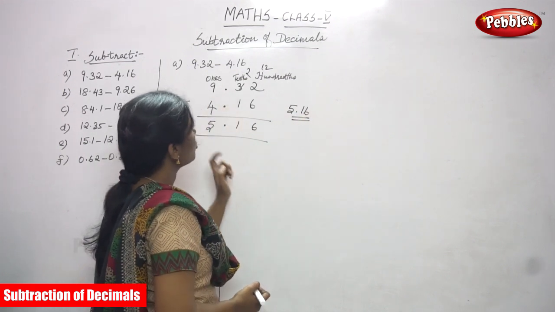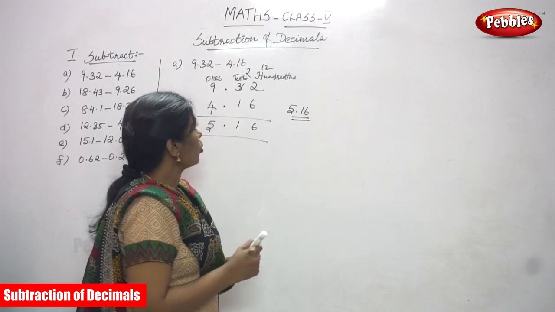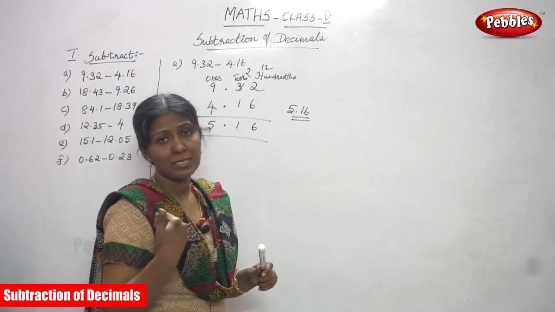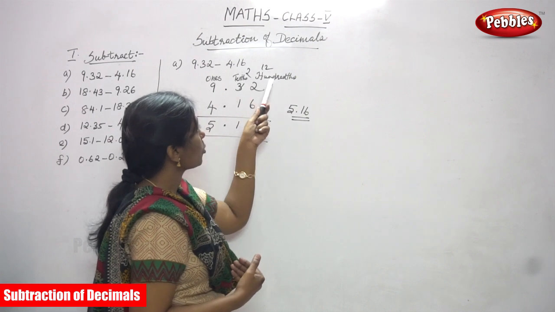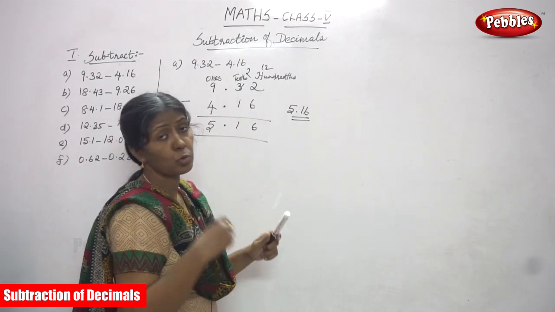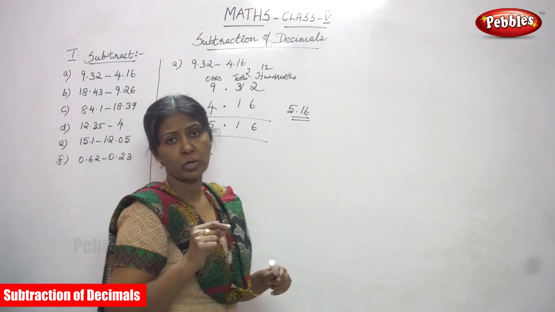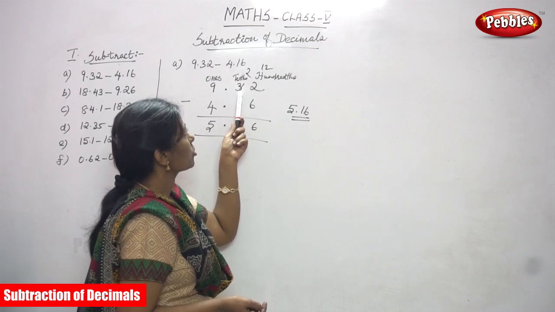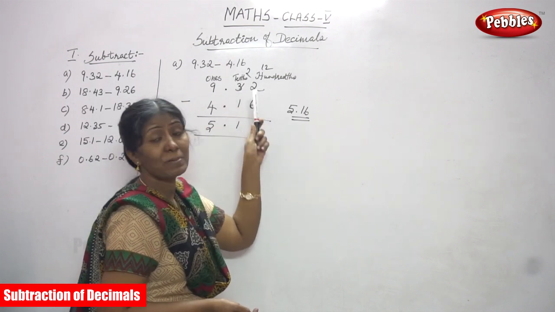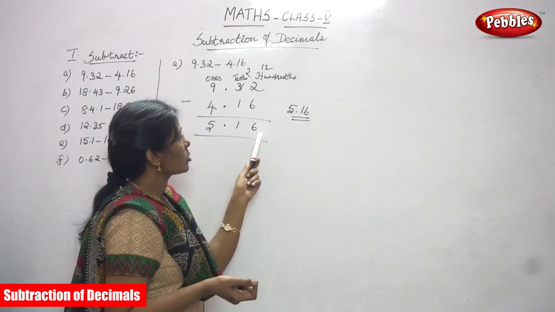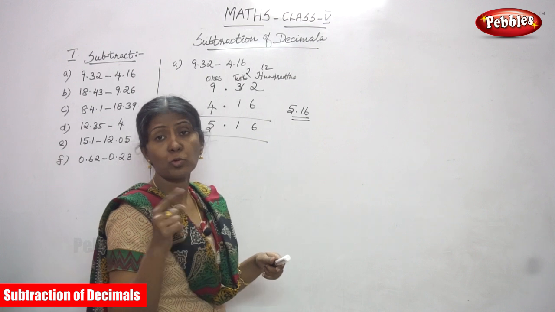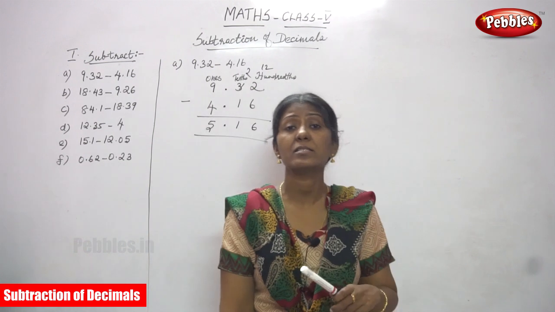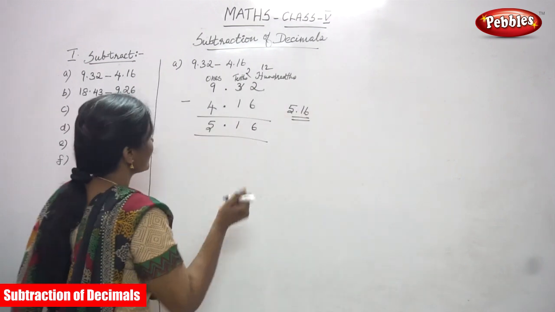9.32 minus 4.16. First you write the numbers according to the place value one by one. Then you subtract, starting with the decimal part. That is hundreds. 2 minus 6 you can't subtract because 2 is a smaller number, so you borrow from the next place value, the tens place. So 1 ten goes here and this 2 becomes 12. 12 minus 6 you get 6. So this 3 becomes 2. 2 minus 1 you get 1. And 9 minus 4, the answer is 5. The answer is 5.16.